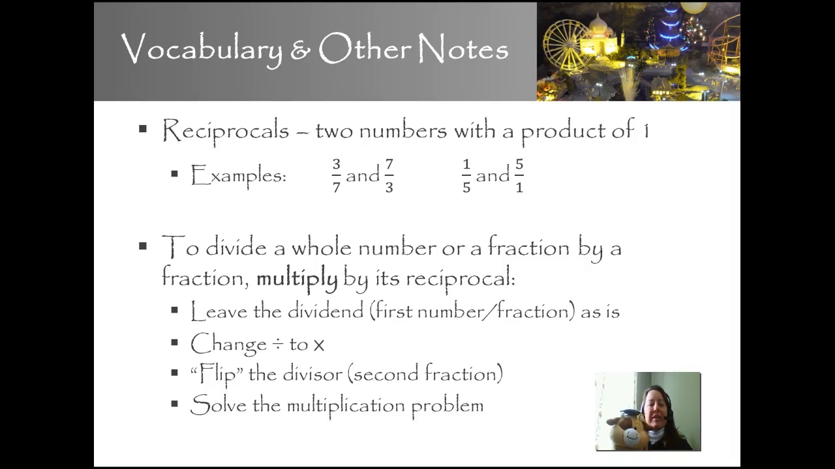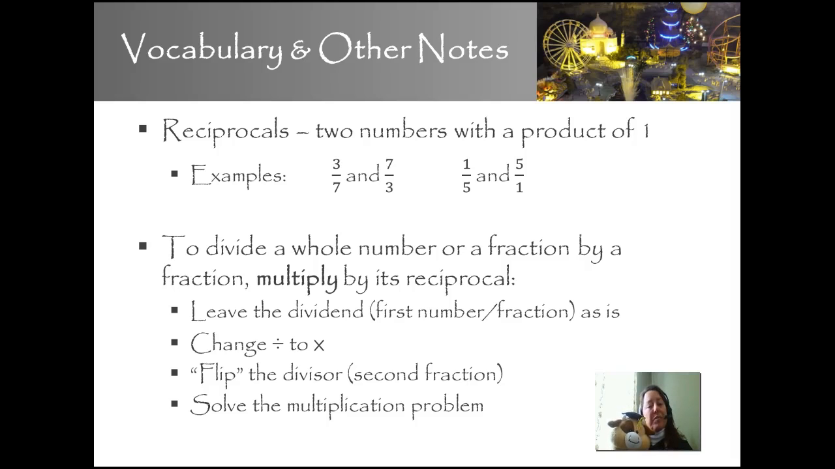Today's vocabulary: reciprocals. Reciprocals are two numbers with a product of 1. That means if we multiply them together, they will equal 1. If we look at our two examples, we could see that we could cross-cancel all of the numbers in these examples to become 1s, and they would equal 1. So basically, a reciprocal is a fraction that has been flipped upside down.